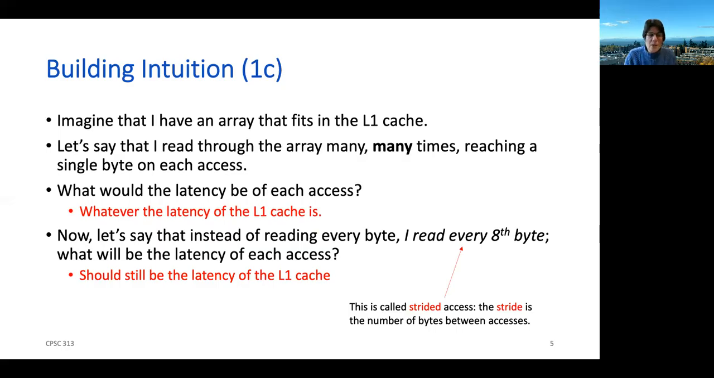Now this kind of access, where we touch periodic bytes, is called strided. It doesn't mean we touch random bytes. It means there's some interval between the bytes that we touch, and that is called a stride. And strided accesses are actually really handy when we want to analyze cache behavior. Let me show you why.